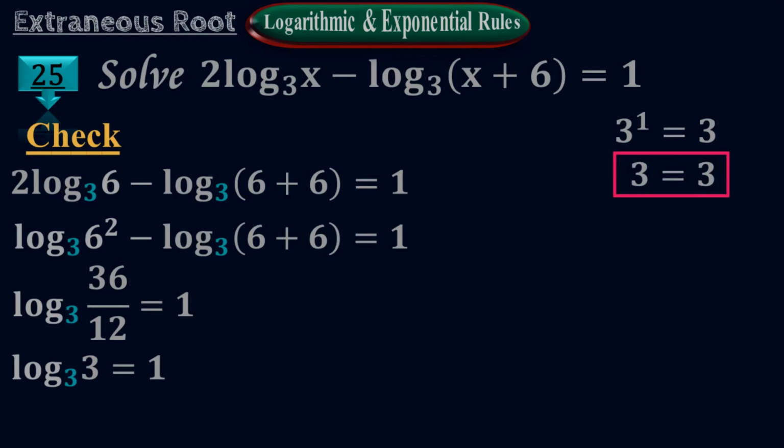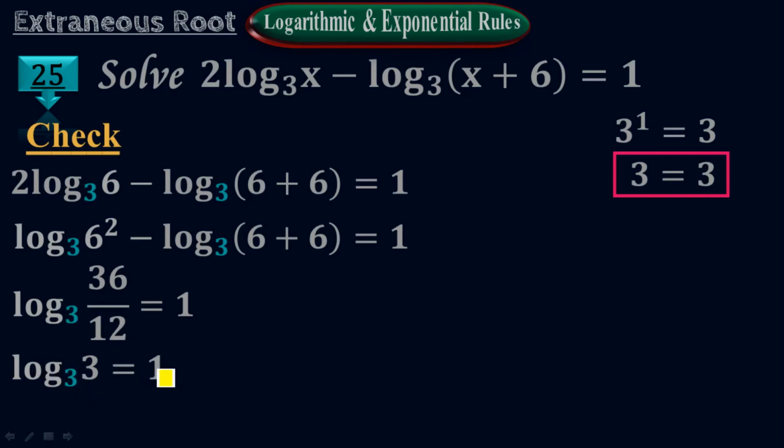So I can say that x equals 6 is not the extraneous root. 6 to the 2 is 36. 6 plus 6 is 12. So I will have log of a over b. Let's suppose this is my a and this is my b. So I will have log to the base 3 of 36 over 12. Divide 36 by 12. So I have now log to the base 3 of 3 equals 1.